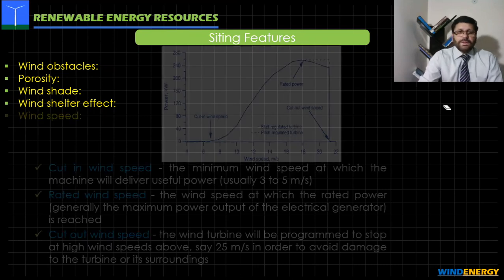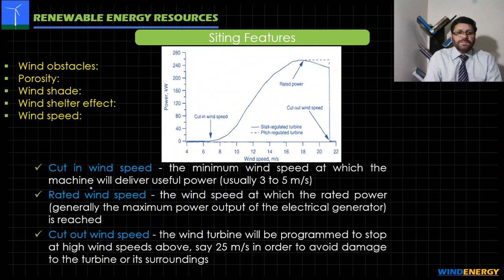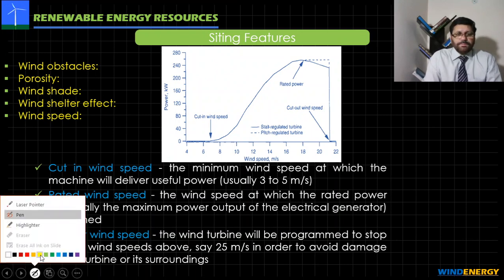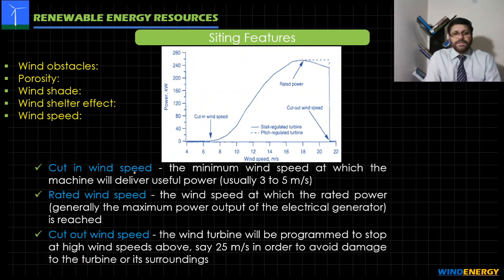Now next is the wind speed. When you talk of wind speed, there are three types. Cut-in wind speed, the minimum wind speed at which the wind turbine will deliver useful power, and this is 3 to 5 meter per second.